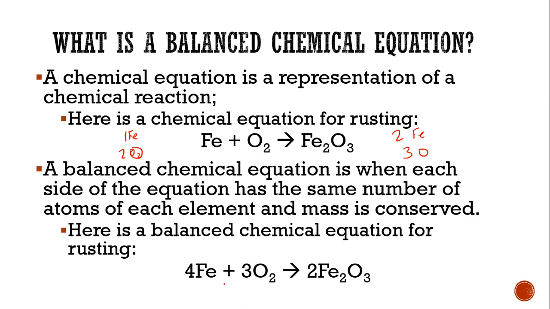But down here, if we look at this chemical equation, we have Fe and O. We have 4 Fe's, and then 3 times 2 gives me 6 oxygen. If I look on the right side of the balanced equation, I still have 4: 2 times 2 gives me 4 Fe. And then oxygen, 2 times my 3 oxygen gives me 6. Again, note that each element is the same on both sides of that chemical equation.